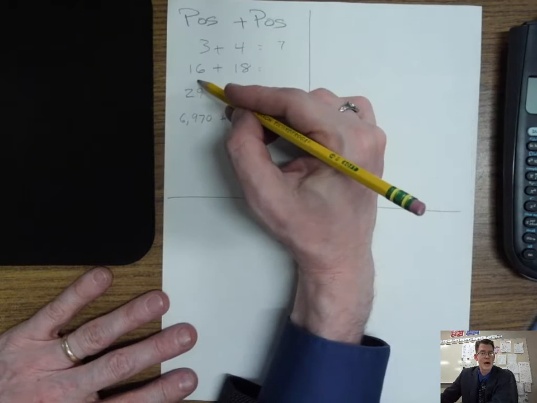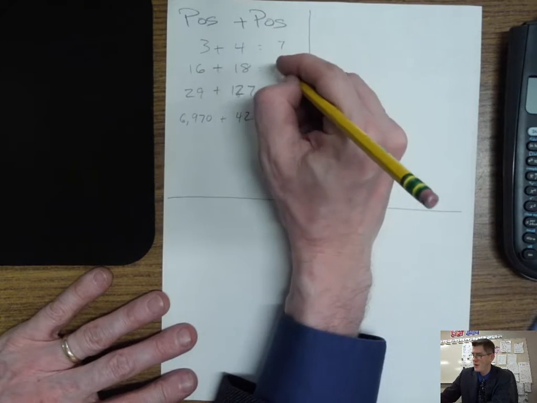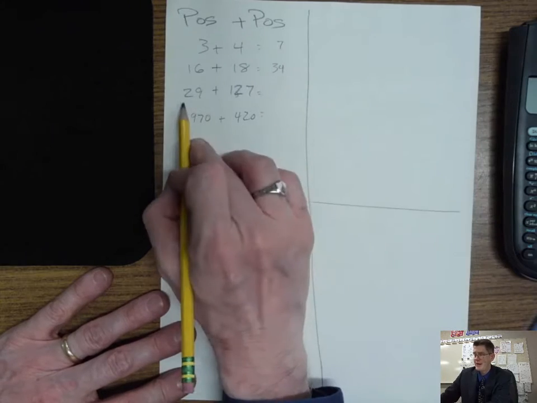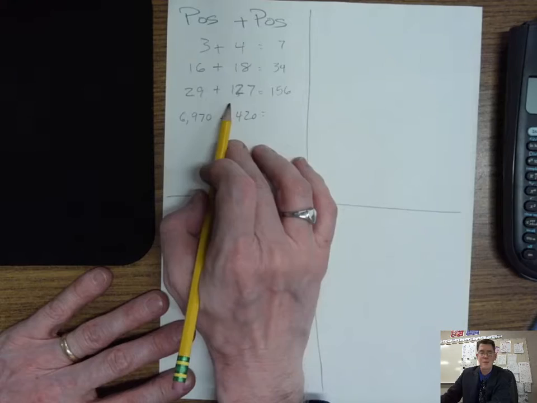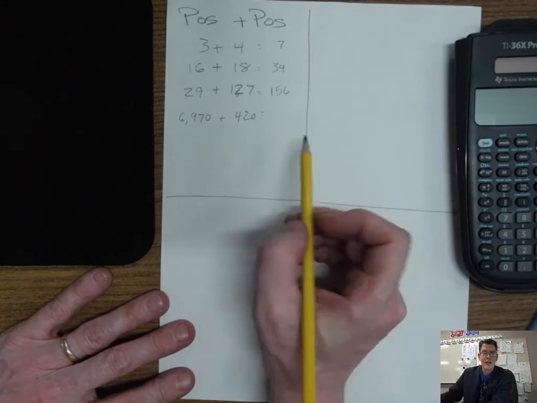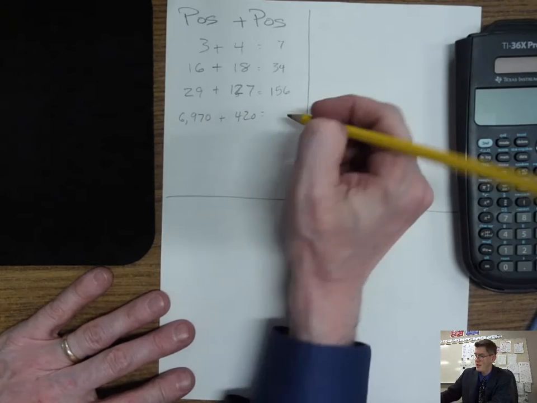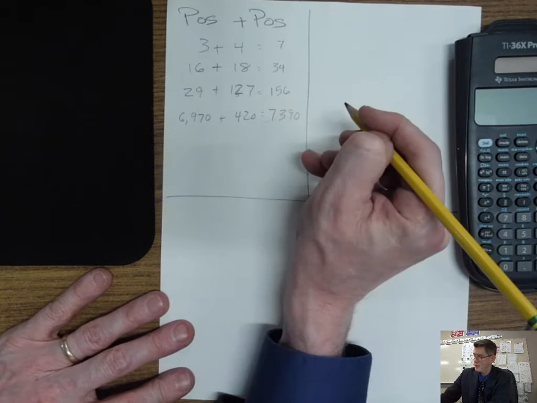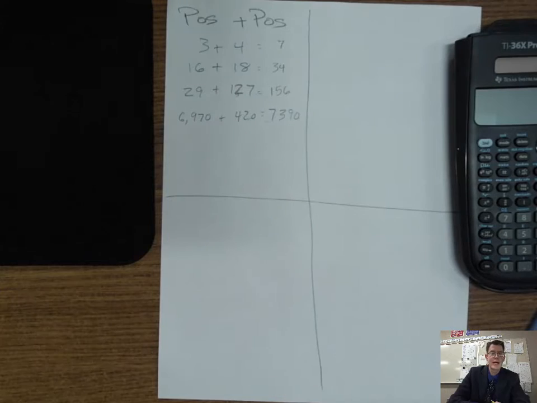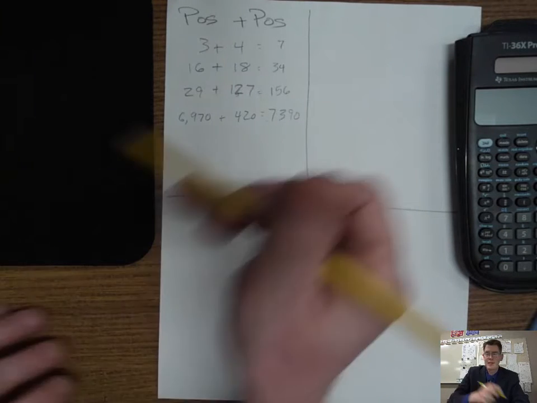You can put those in a calculator if you want, or put one number on top of the other one and get the answer there. This one, you can add those together, 156. You can check my work on a calculator if you'd like. This one right here, 7,390. Am I doing that right? Yes, 7,390.